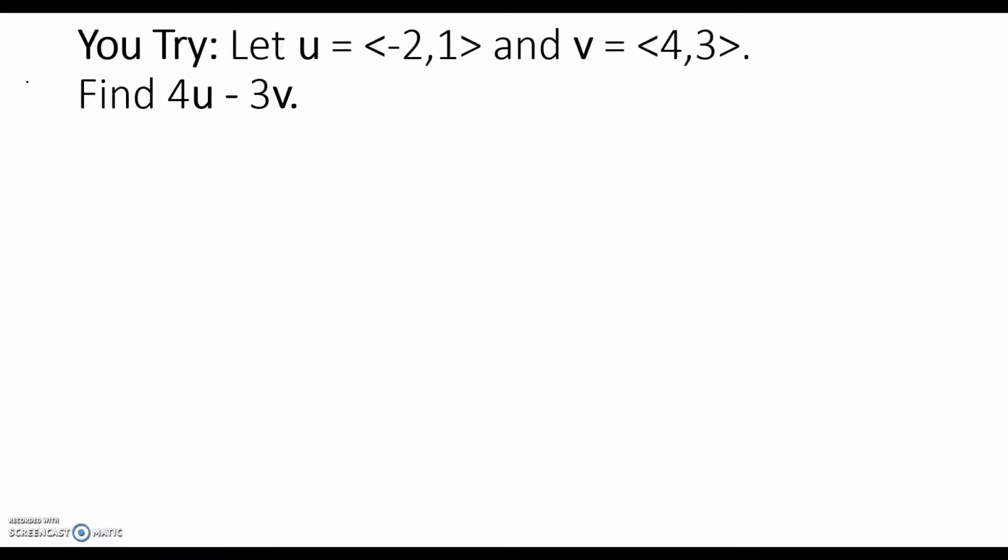Okay, now I want you to try this one. u is (negative 2, 1), and v is the vector (4, 3). I want you to find 4u minus 3v, okay? 4u minus 3v.